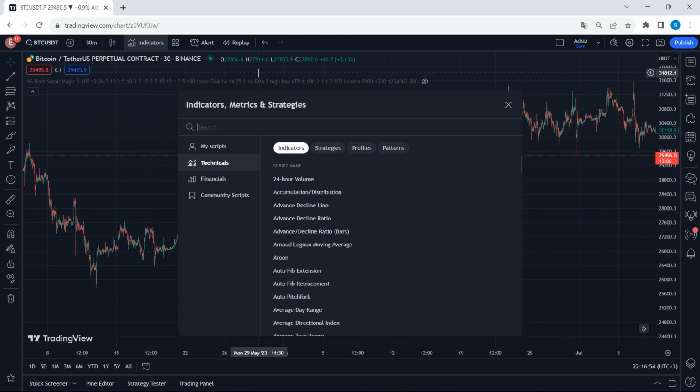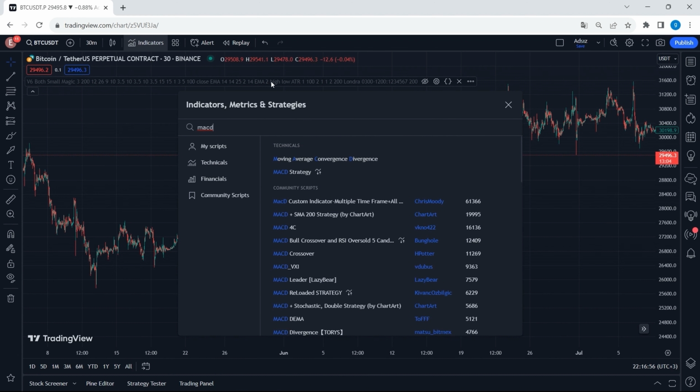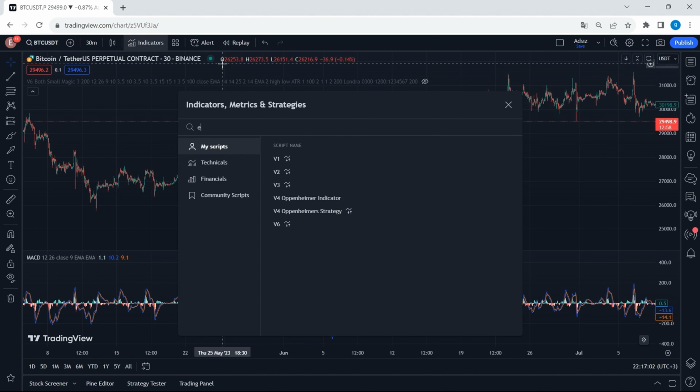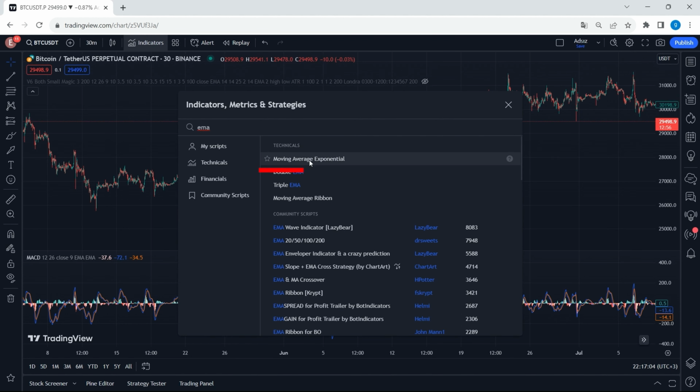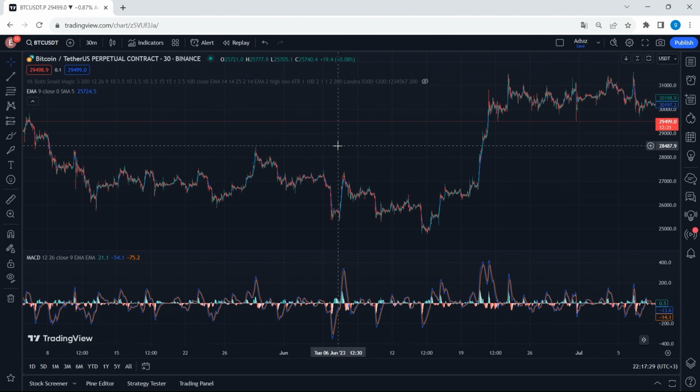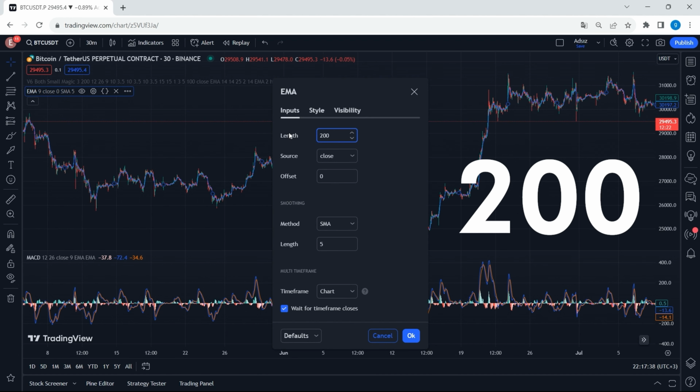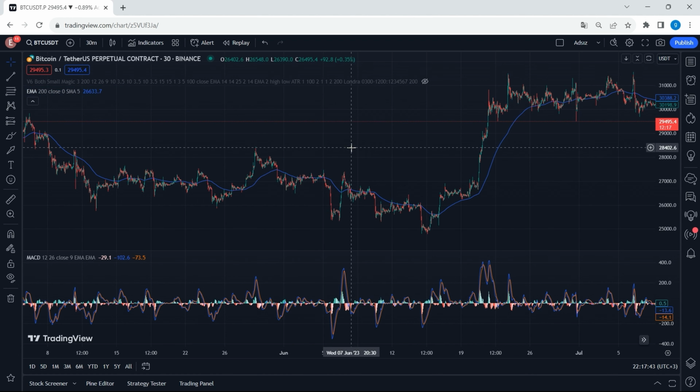We click on the indicators section above. We type MACD and click on the first one. Then we open it again, we write EMA, again we click on the top one. After the indicators are switched on, we make a very small adjustment. And that's this, we open the EMA settings. We make the value 200. Yes, now you are ready to use the system.